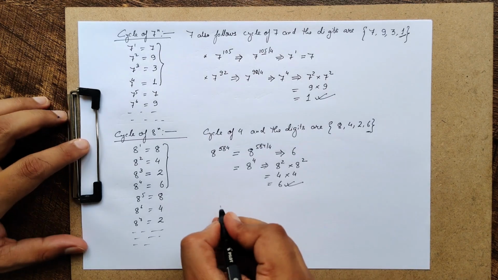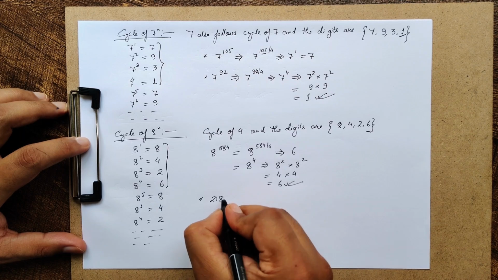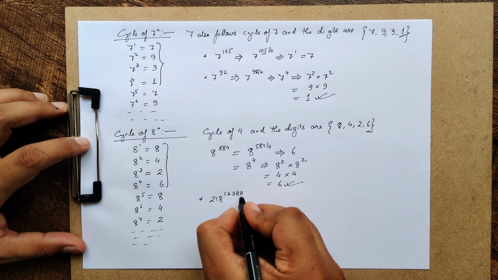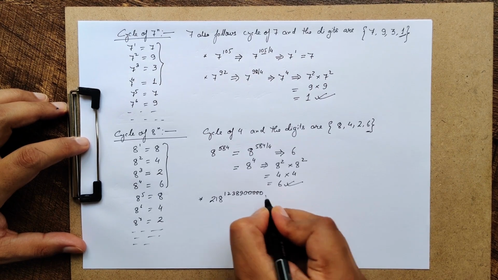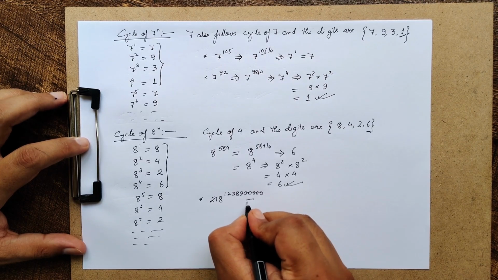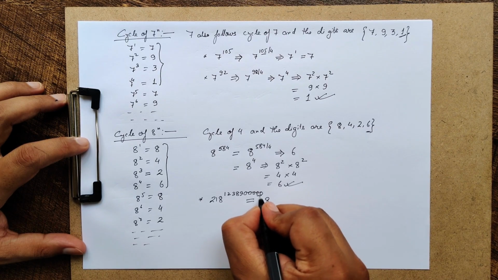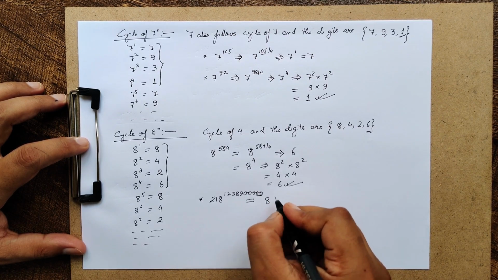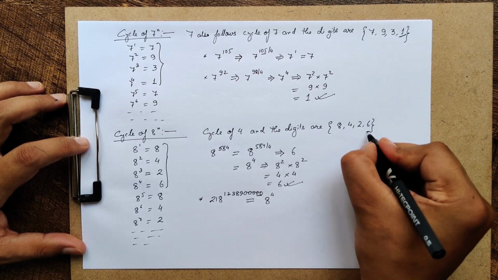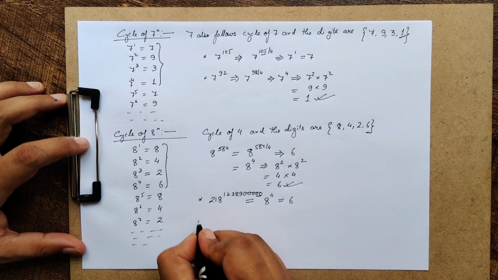Now say you have given another number, 218 to the power 123890000. What will be the value of this expression at its units place? So we know that the last two digits are completely divisible by 4, since it is 0. So the last term of the cycle is 8 to the power 4. The last term is 6, and 8 to the power 4 we already know. The units place is 6.